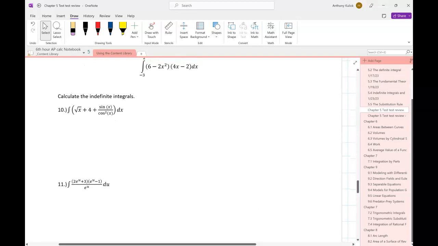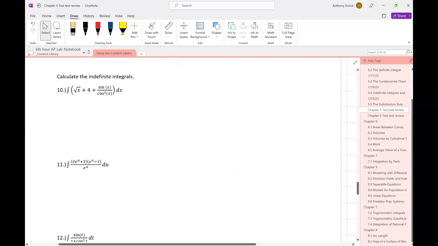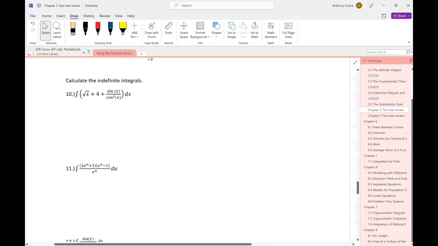And then I just have some indefinite integral problems. So these are just regular antiderivative problems, or maybe u-substitution, some of both kind of mixed in there, whenever, wherever, however. But that's the gist of it.